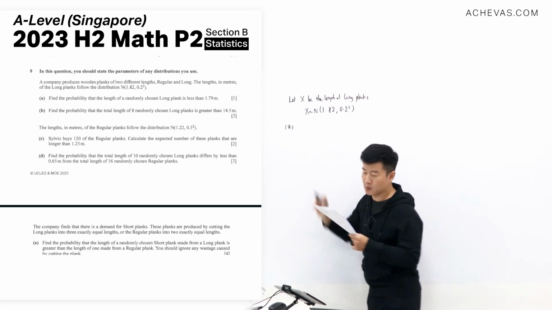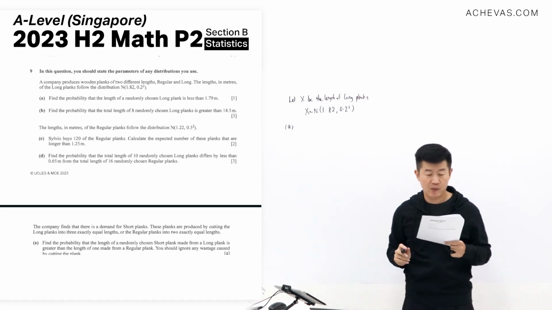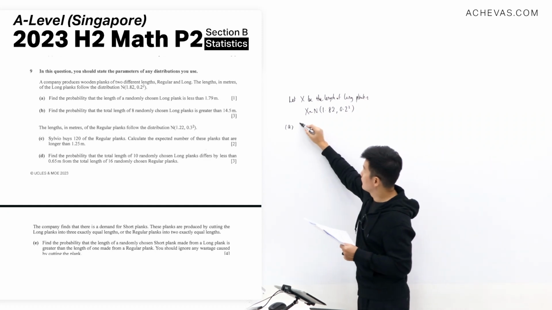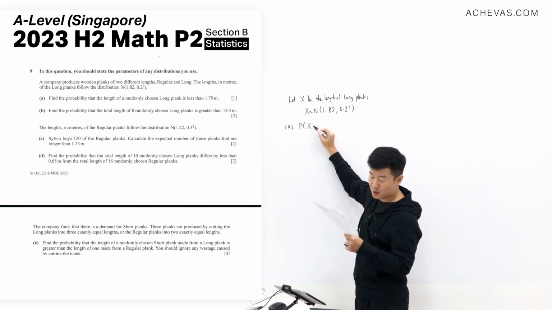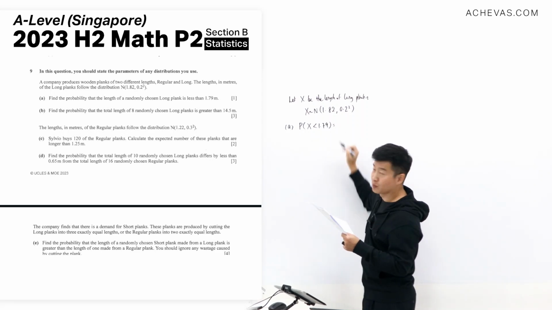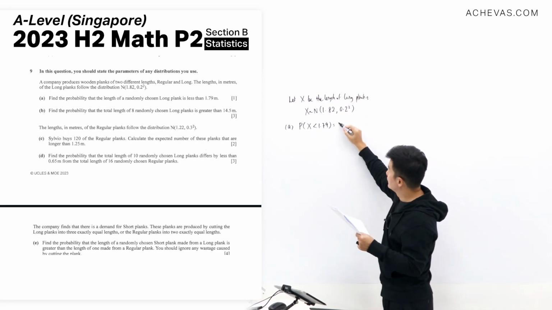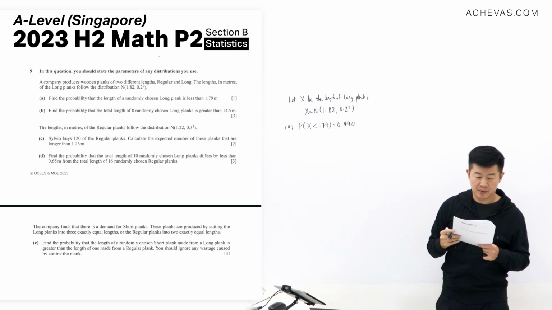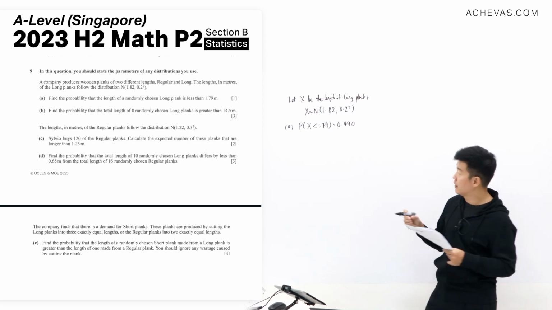And in part A, we want to find the probability that the length of a randomly chosen long plank is less than 1.79. This is very easy. It is calculating for the probability that x is less than 1.79. We just need to press this into the calculator, and this will give me 0.440 for part A. Part B, we want to find the probability that the total length of 8 randomly chosen long planks is greater than 14.5.